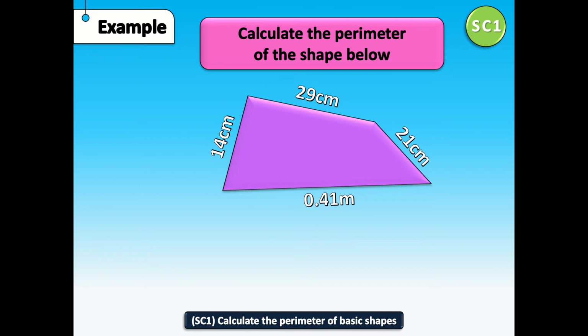In this question, again, we need to find the perimeter of the shape, and we need to check that all of the sides are in the same units. Now 3 of the sides are in centimeters, but 1 of the sides is in meters. So we need to change that so it's in centimeters.